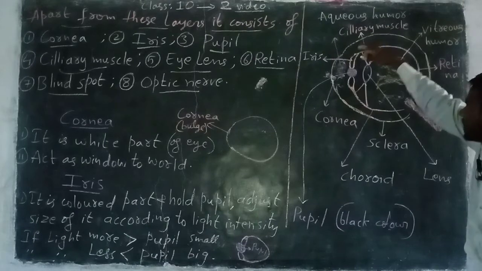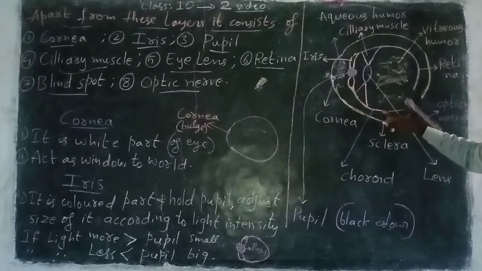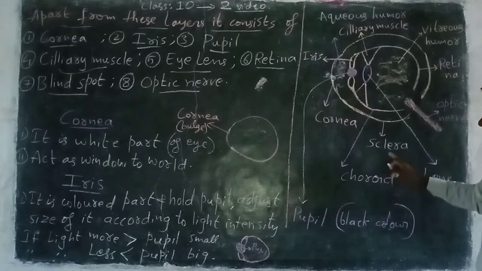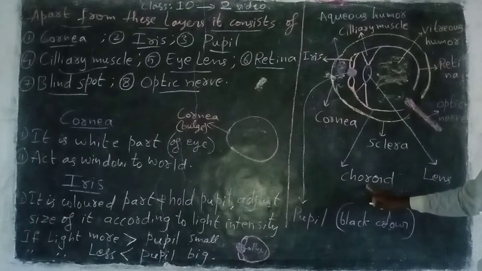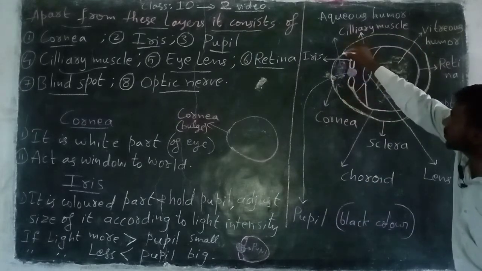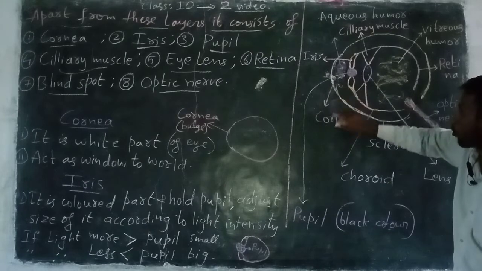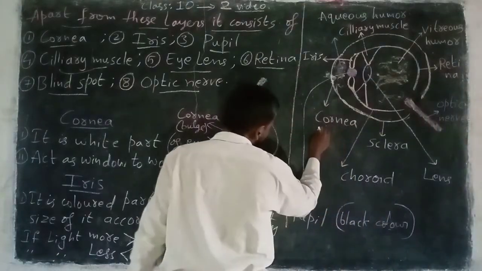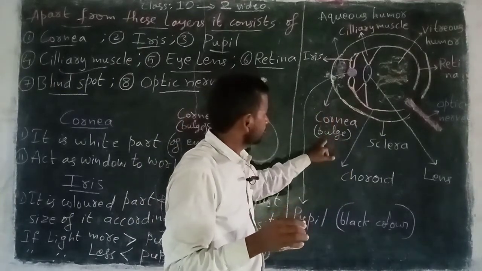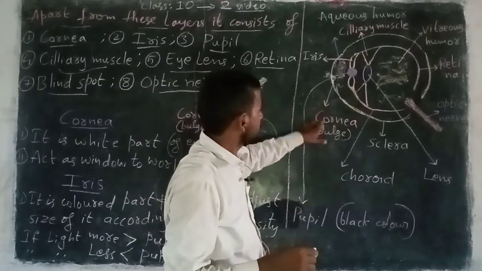The outer layer is called sclera, or scleroid. The inner layer is called choroid. After that, look here, the outer layer has a small bulged part. This bulged part is named cornea. I will write bulge for identifying purposes. Cornea is a little bulged part of our eye.